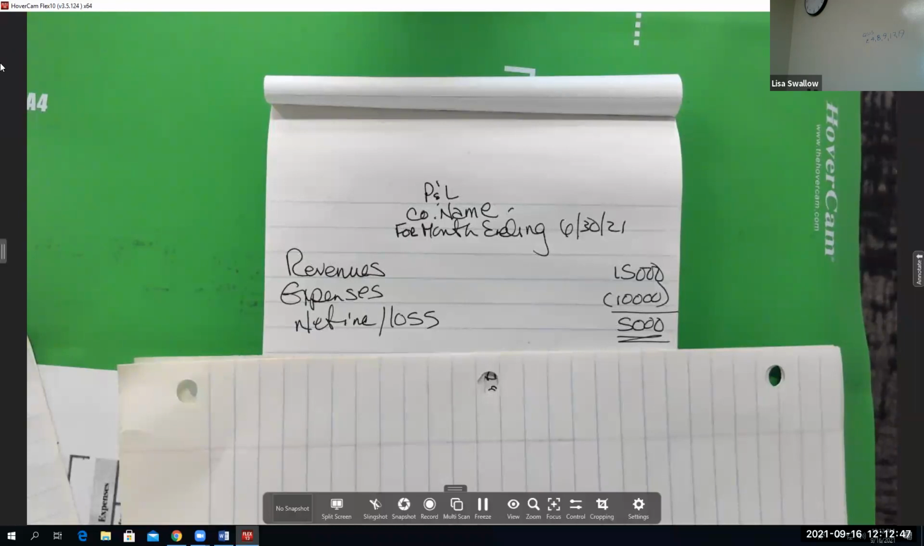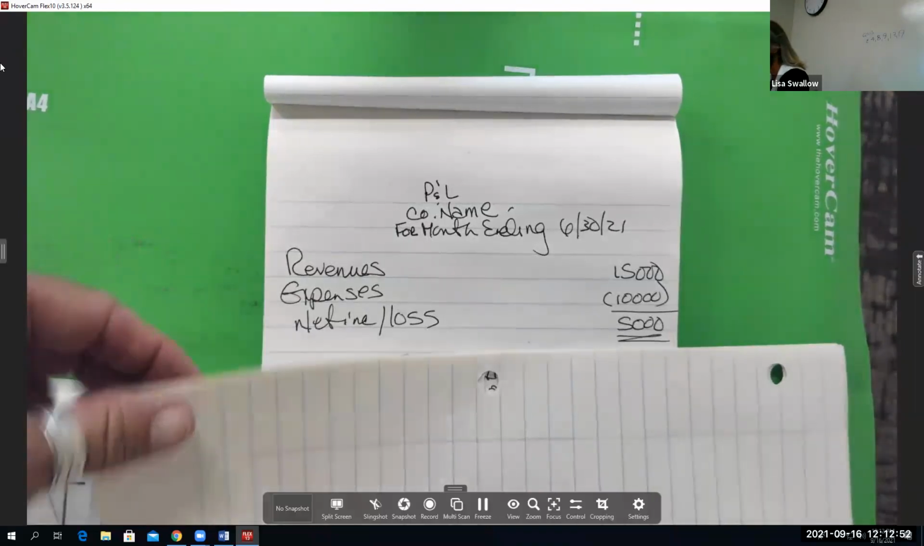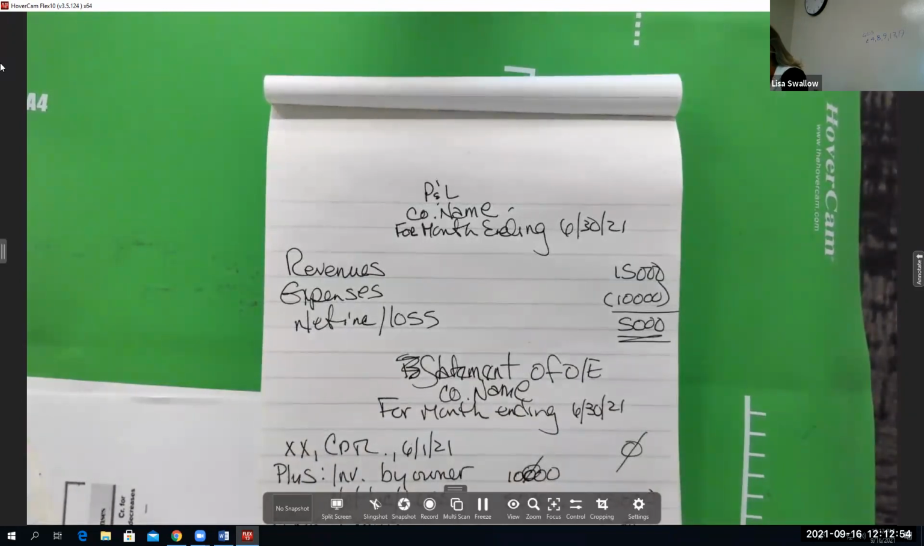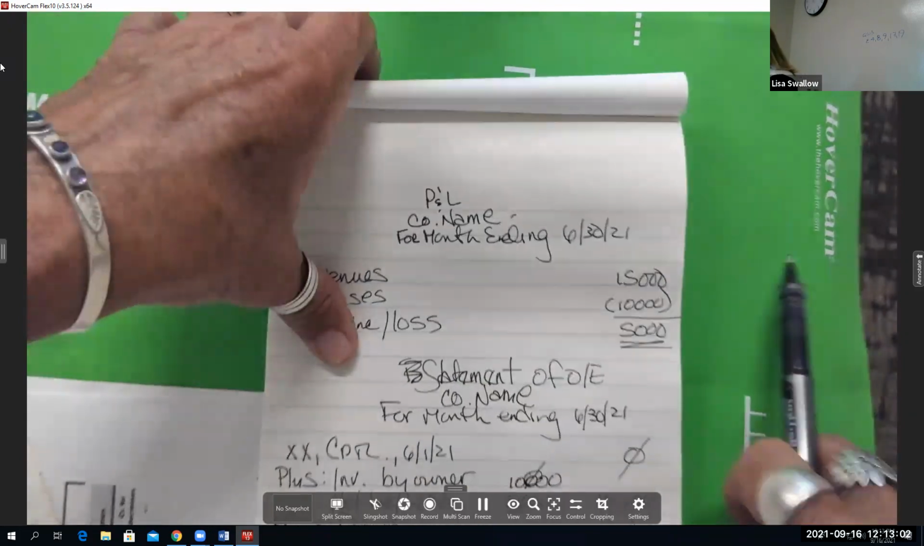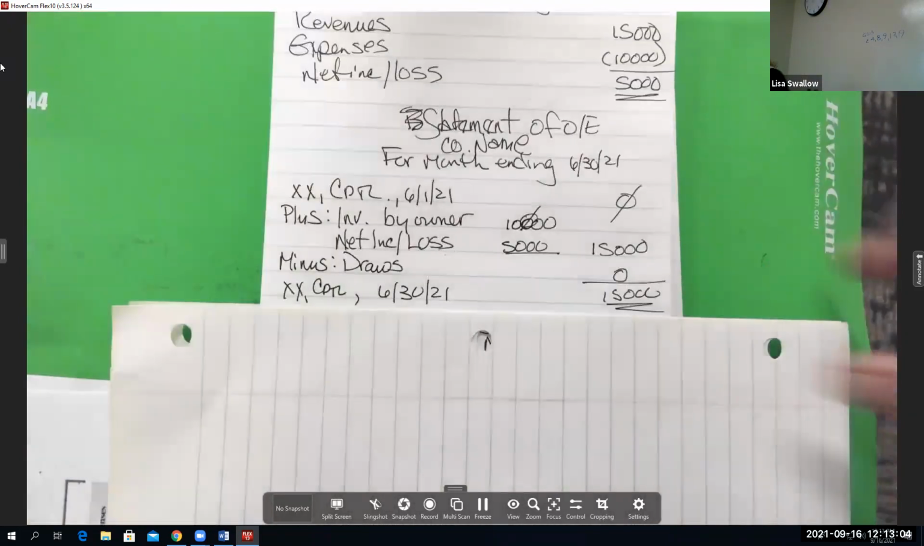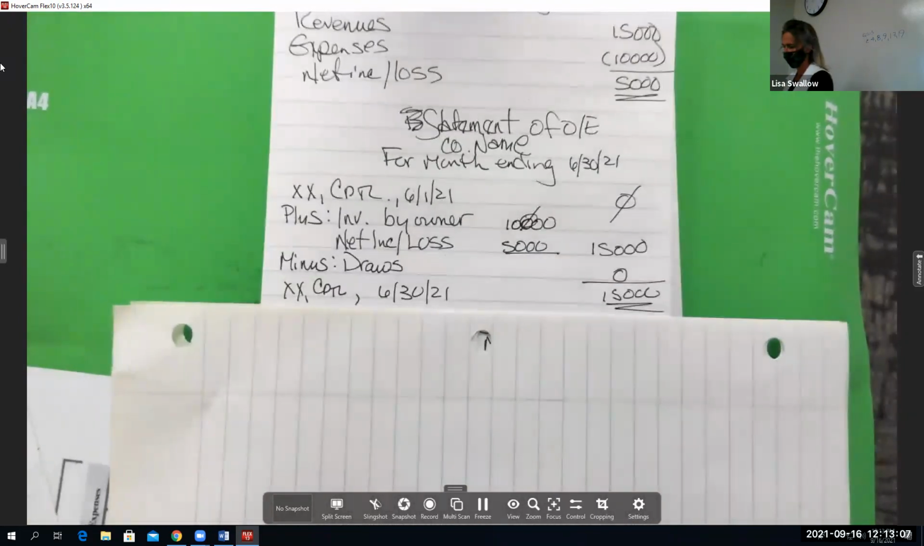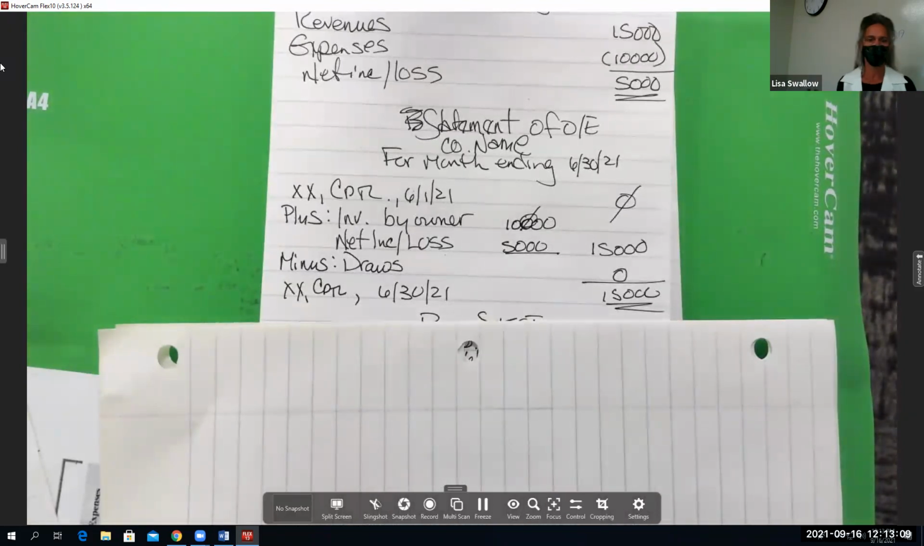And then you get to ending balance. I didn't look up the name of our guy or gal or whoever it is. I just put X, but it's his name. You know, T row, comma, capital, 6121, balance 0. Plus investment by owner. Net income or loss $5,000, so it went up 15. Didn't have any draws, ending capital 15,000.